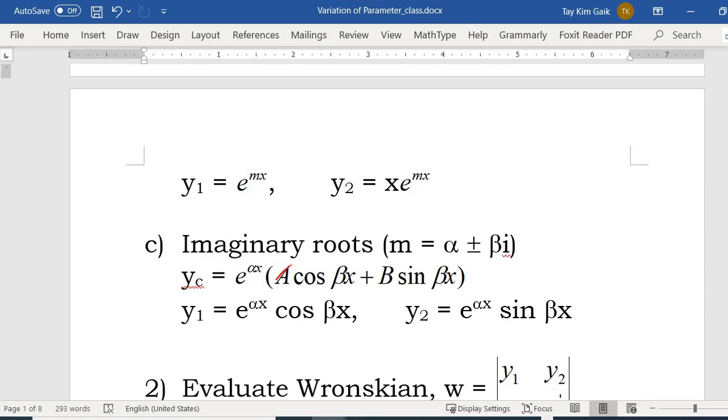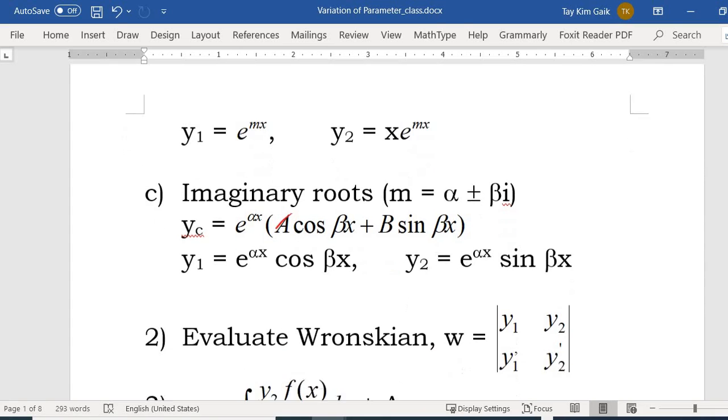In the first step, you find your homogeneous solution, obtaining yc. Later on, extract out from yc your y1 and y2 by eliminating the constants A and B.